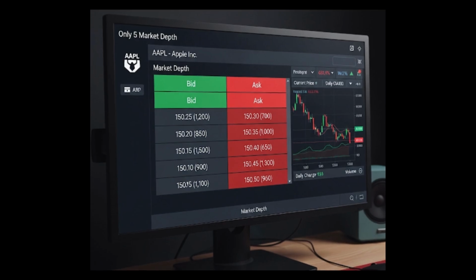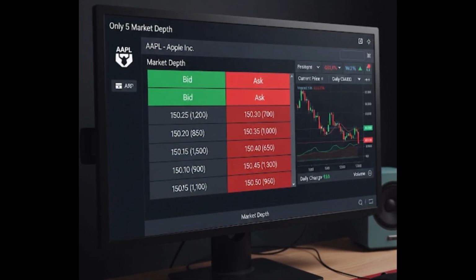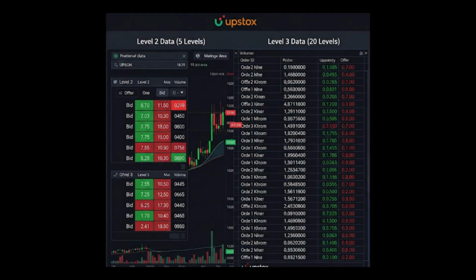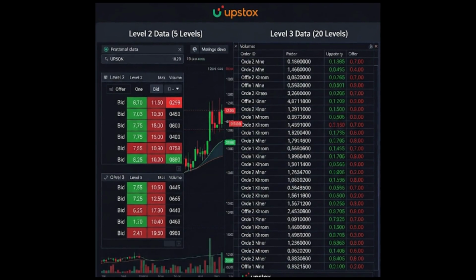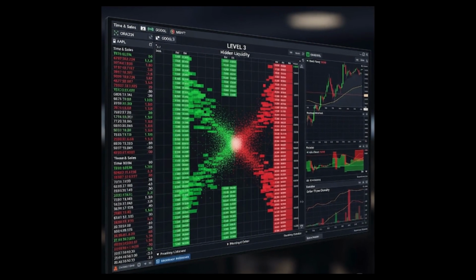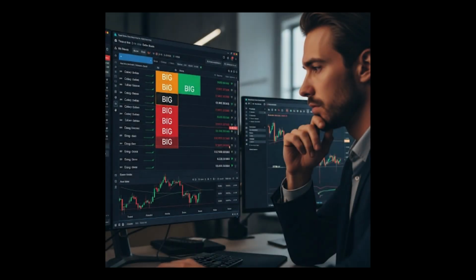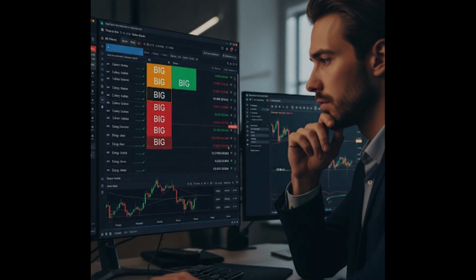the top 5. Traditionally, as a retail trader, you only see the top 5 bid and ask prices in the market depth. But with Level 3 Data on Broker application, you get up to 20 levels of bids and offers. This means you can see hidden liquidity, spot where big orders are sitting, and make much better trading decisions.